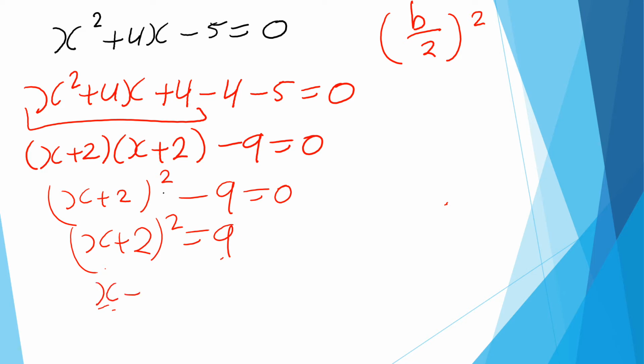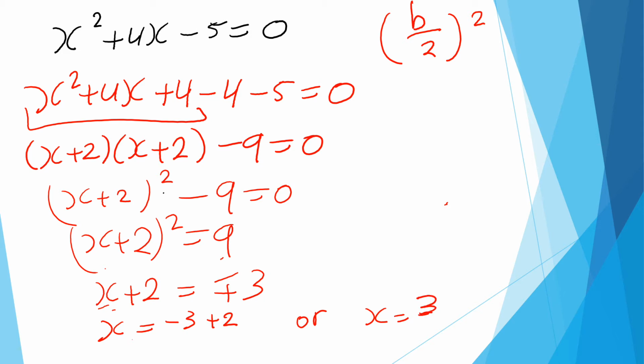Square root both sides. Positive negative 3. So x equals negative 3 plus 2, or x equals positive 3. Oh, sorry, that's minus 2 because you're rearranging. So that gives me x equals negative 5 or x equals 1.